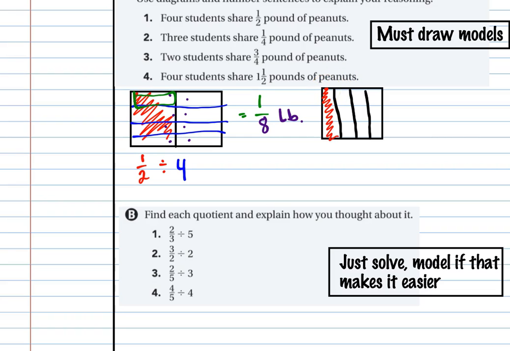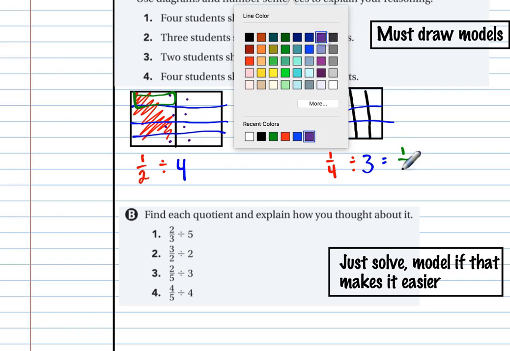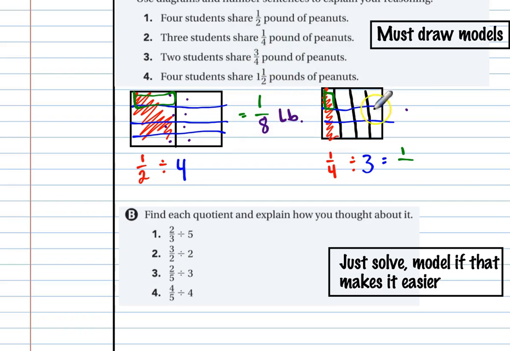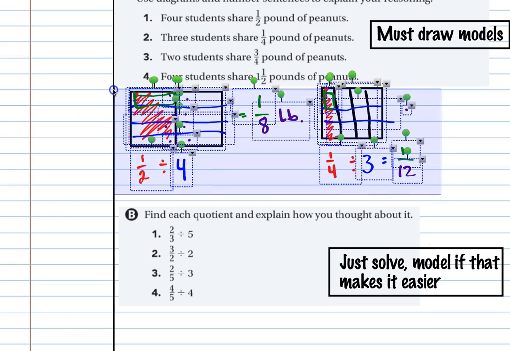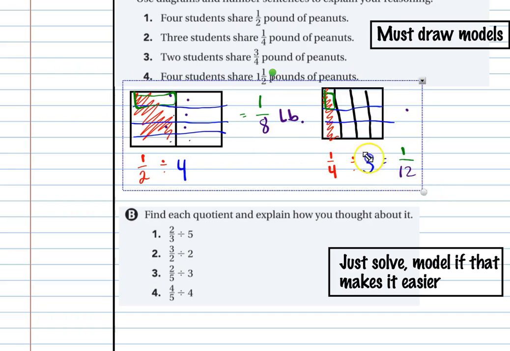Okay, and then they share 3 of them among 3 students. So 1, 2, 3, beautiful lines. And my question shows up as 1/4 divided by 3 students, and that should equal, well, let's find out. That equals 1 out of a total of 1, 2, 3, 4, 5, 6, 7, 8, 9, 10, 11, 12. 1/12. Good. All right, let's get these out of the way because they're starting to crowd my space.